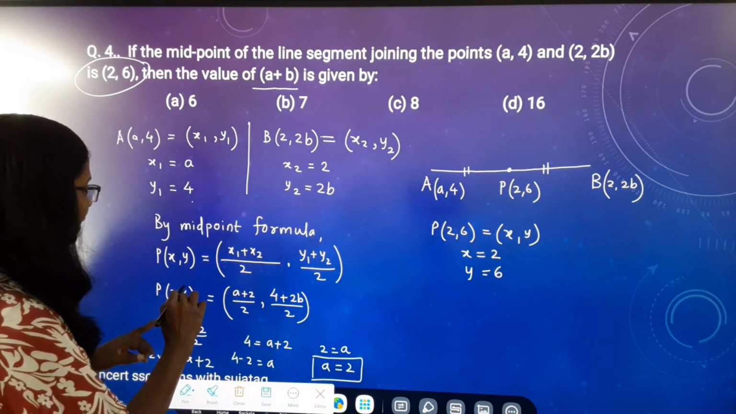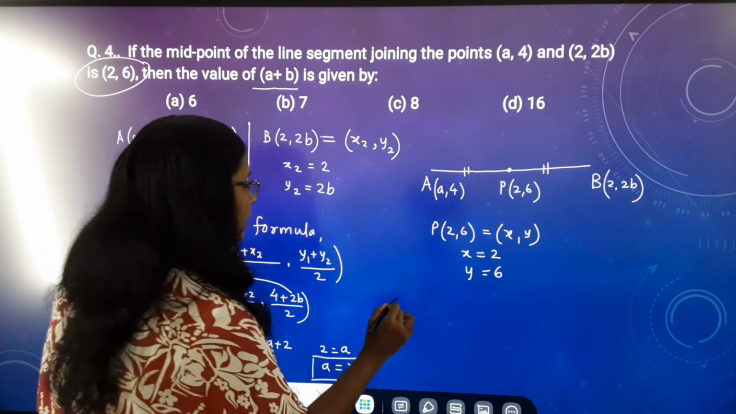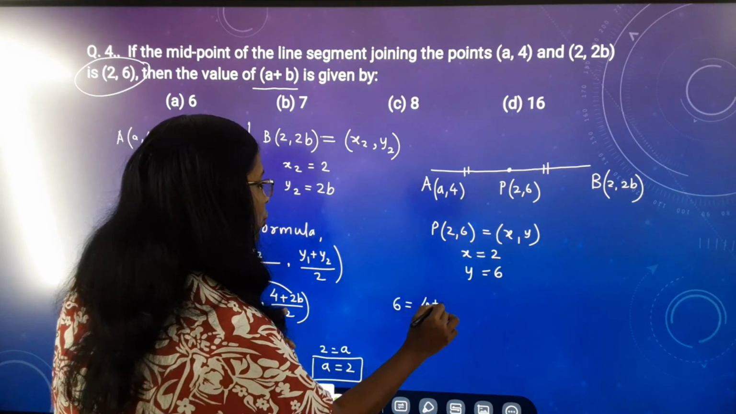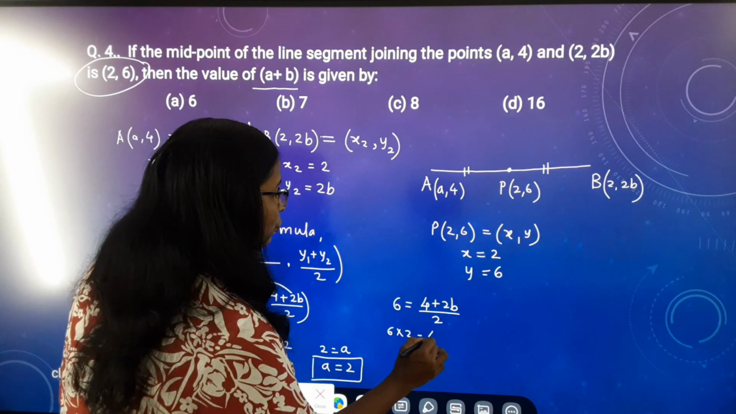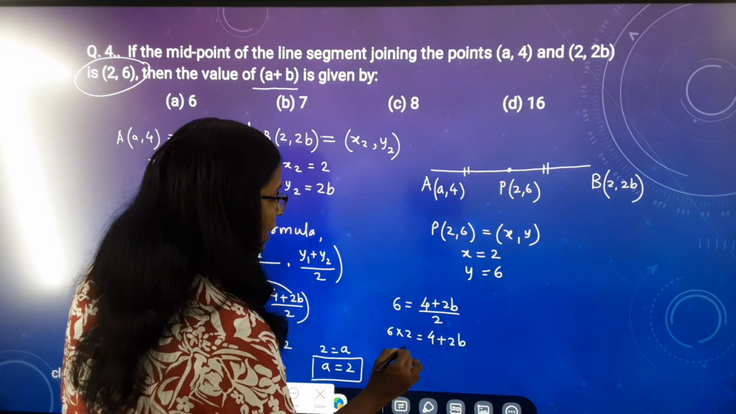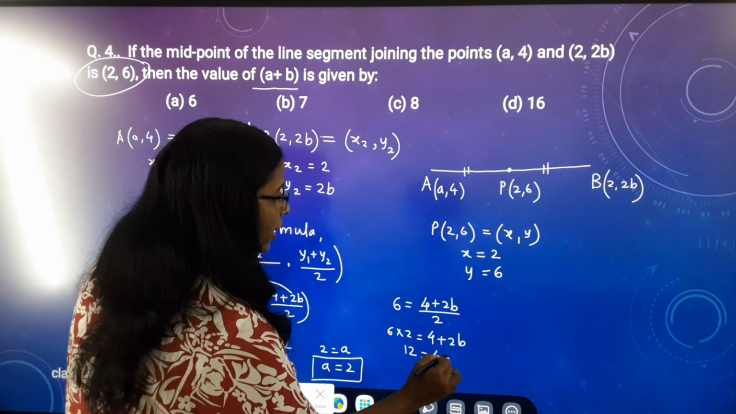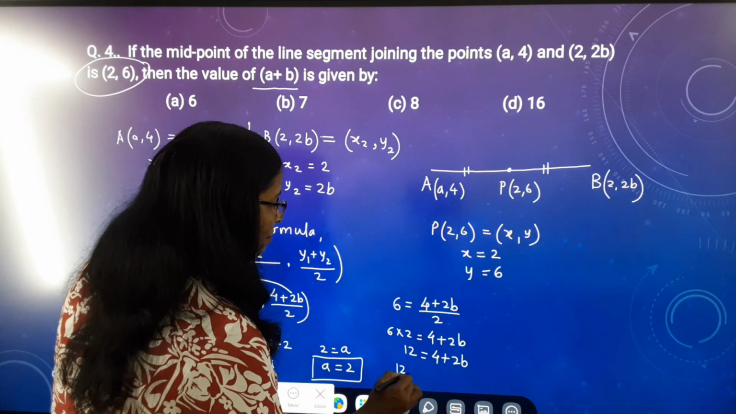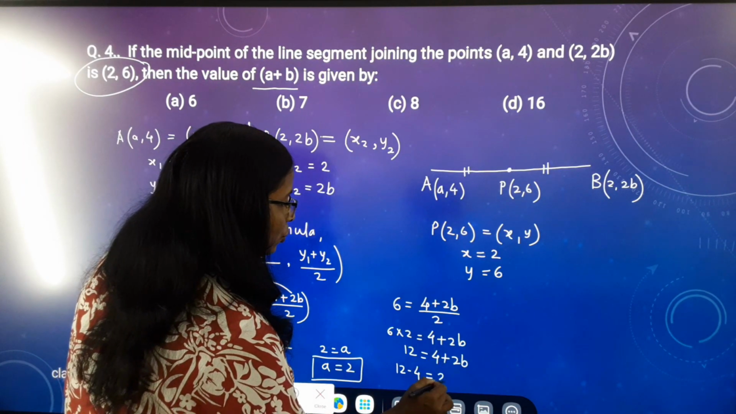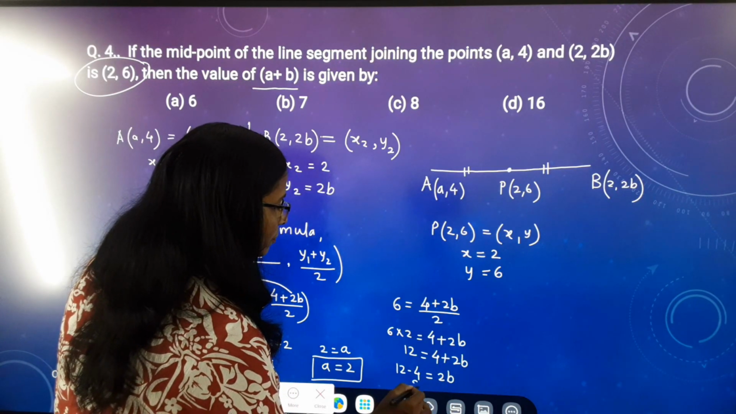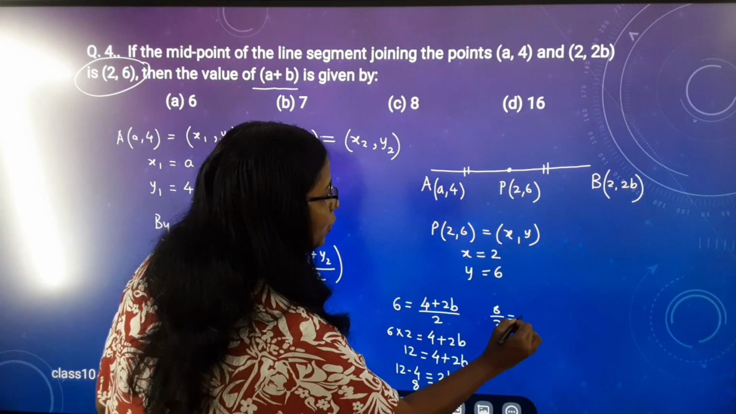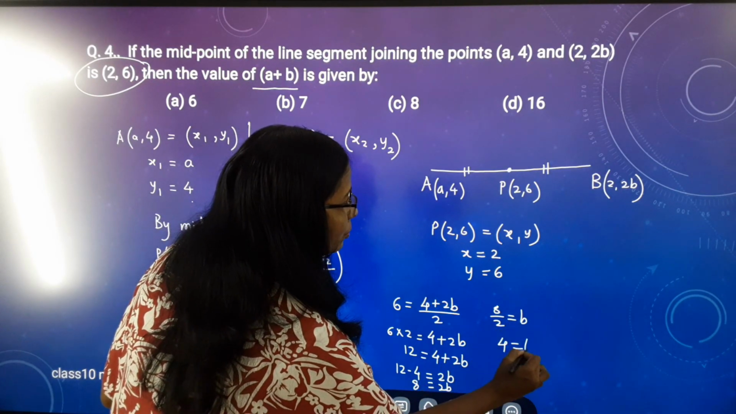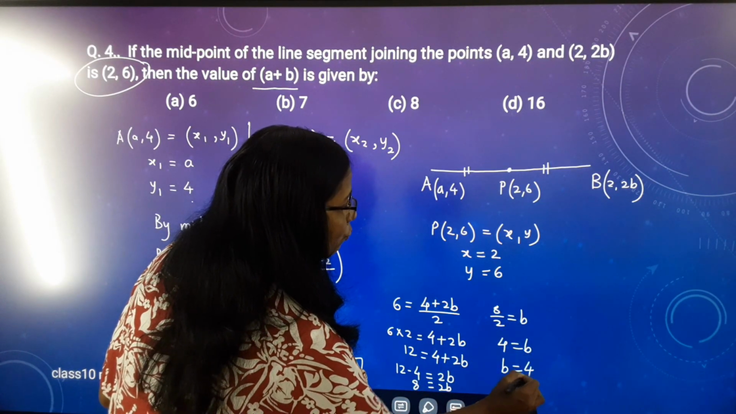Now we are equating this 6: 6 is equal to (4 plus 2b) upon 2. That means 6 multiplied by 2 is equal to 4 plus 2b, and that means 12 is equal to 4 plus 2b. That means 12 minus 4 is equal to 2b, and that means 8 is equal to 2b. Here 8 upon 2 is equal to b, and that means 4 is equal to b. That is, b is equal to 4.